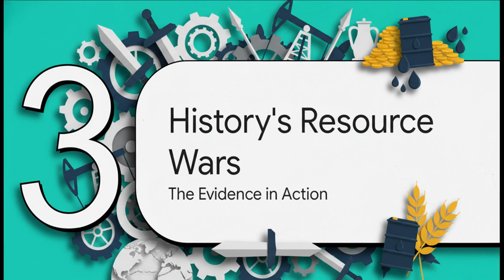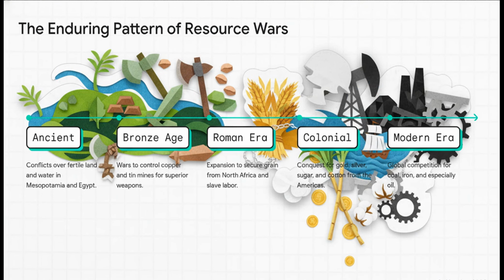How have these economic drivers really played out over the centuries? And this timeline just lays it out so clearly. I mean, look at this pattern. In the ancient world, it was all about fighting over fertile river valleys. Then, in the Bronze Age, you had to have copper and tin to make the best weapons. Rome absolutely needed grain from North Africa to survive. The colonial empires were built on gold and sugar from the Americas. And of course, the modern era has been completely dominated by the global scramble for oil. The resource changes, but that core motivation, securing economic assets by force, stays exactly the same.